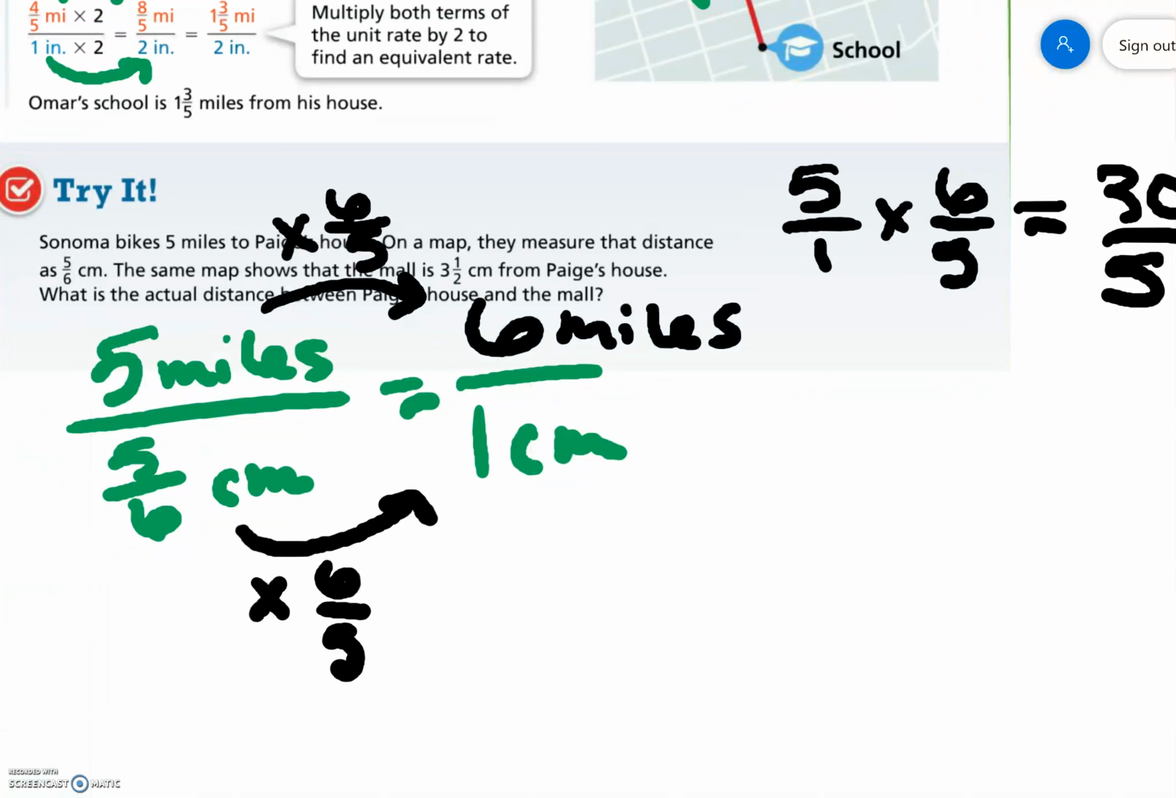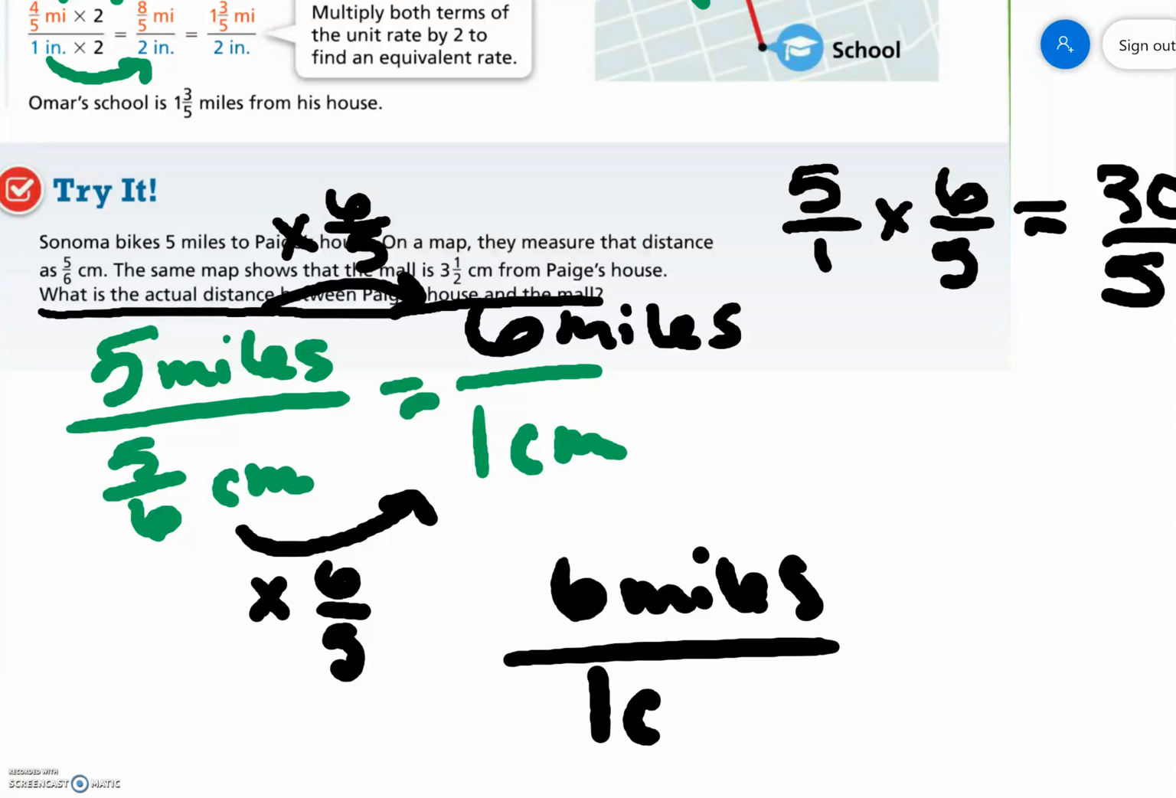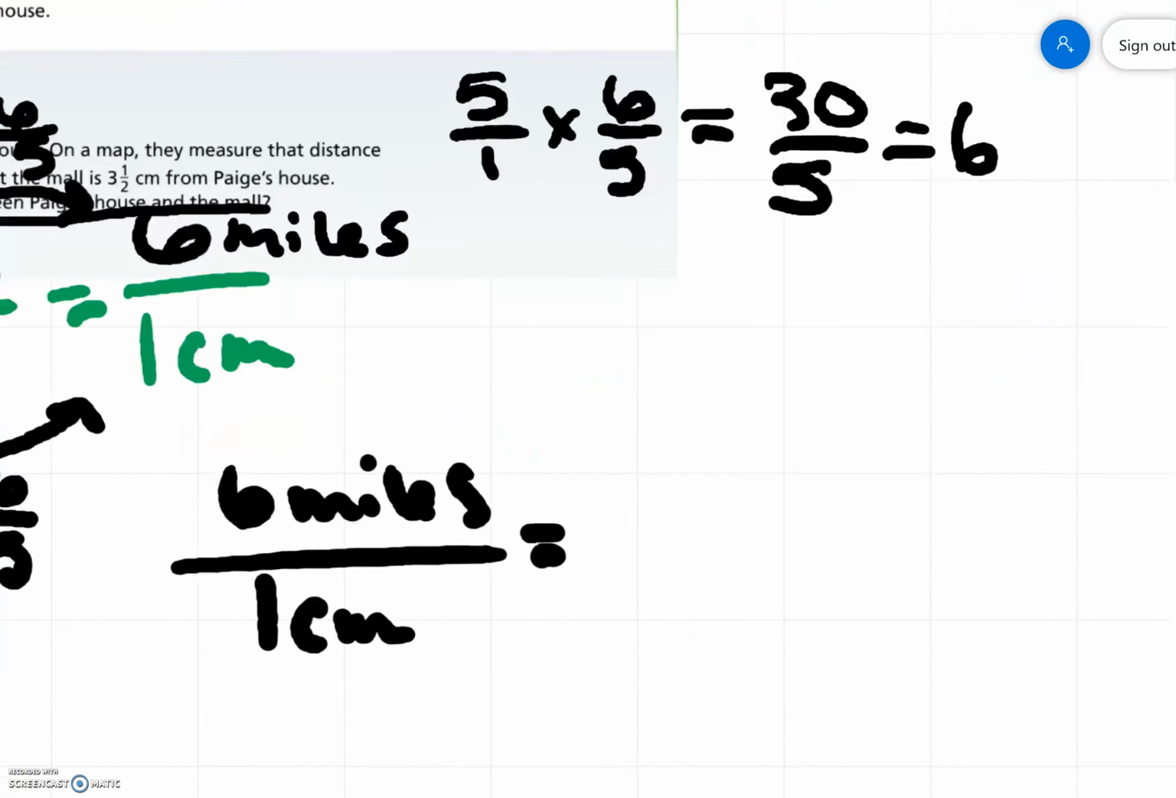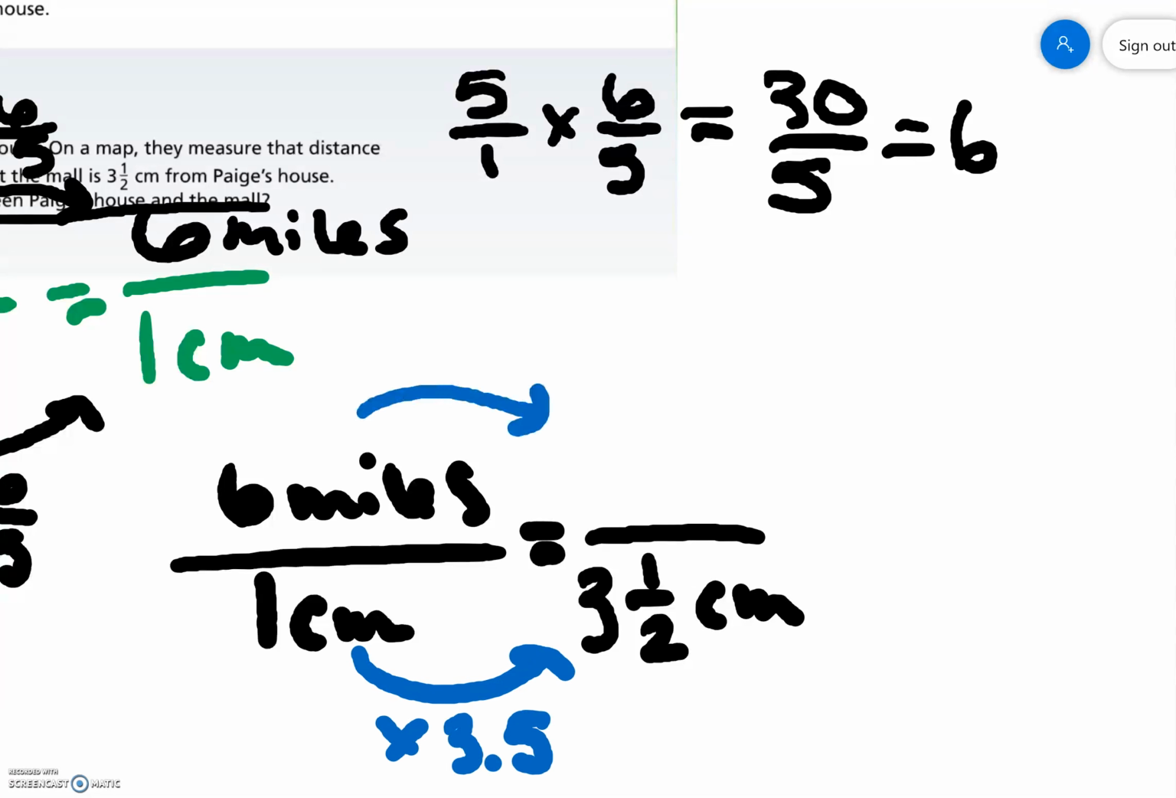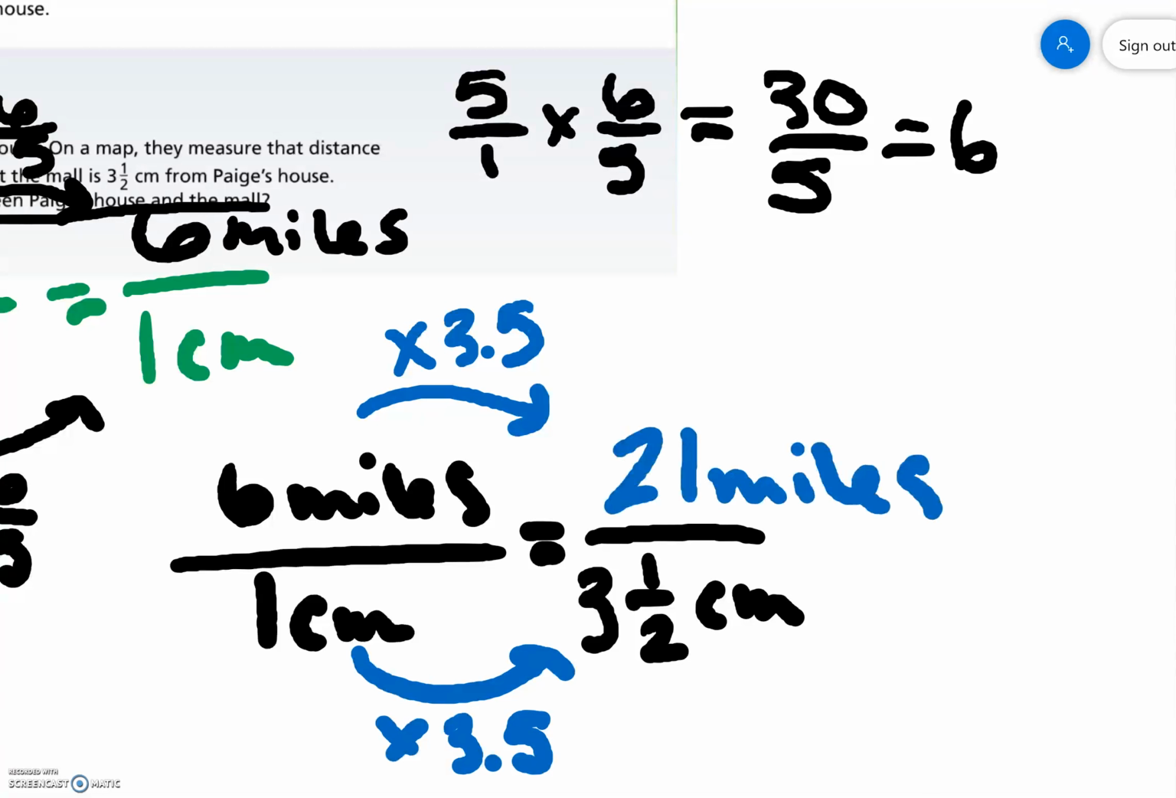But remember, always check to make sure I answer the question. What is the actual distance between Paige's house and the mall? Oh, so we need to take 6 miles over 1 centimeter and figure out how many miles correspond to 3.5 centimeters. Well, to get from 1 to 3.5, we multiply by 3.5. So that's going to give me 21 miles. So the mall is 21 miles away from her house.